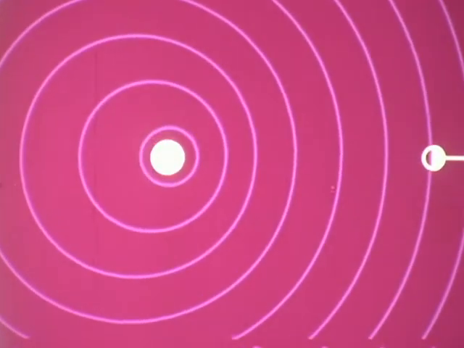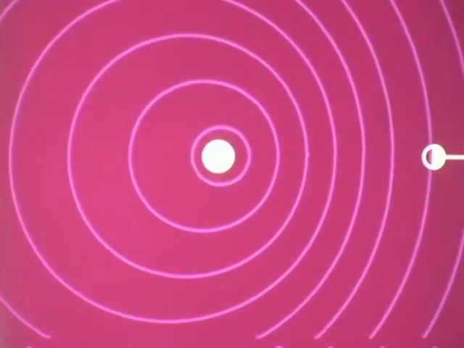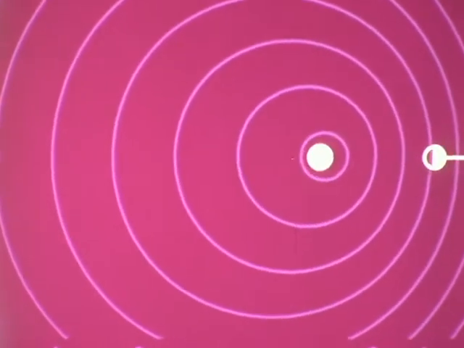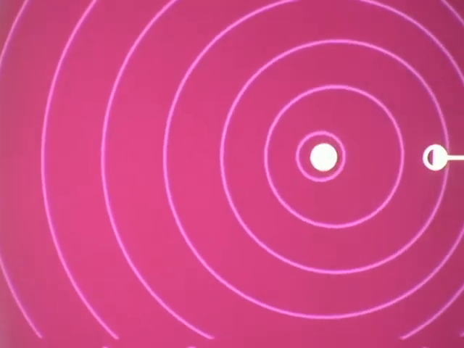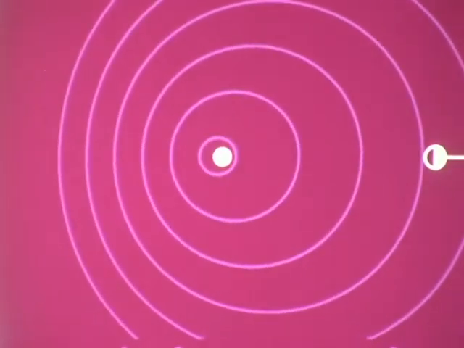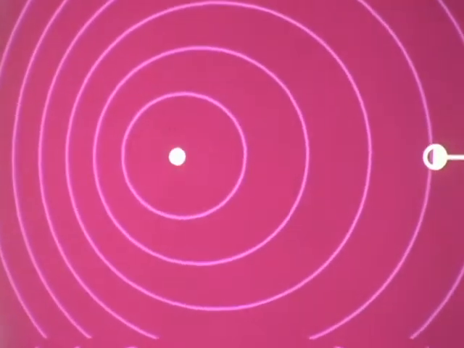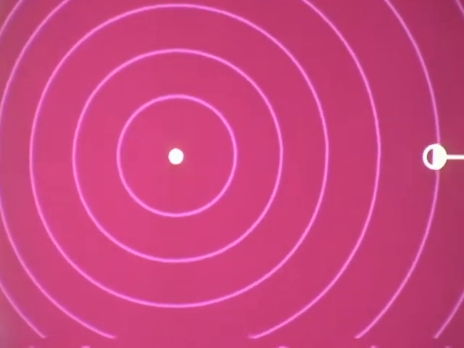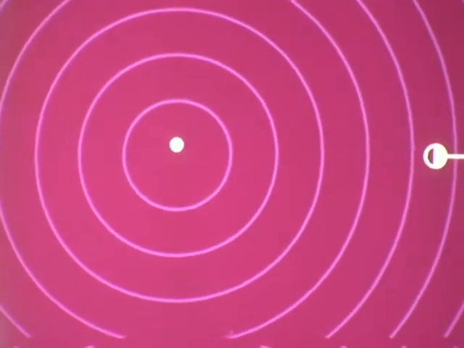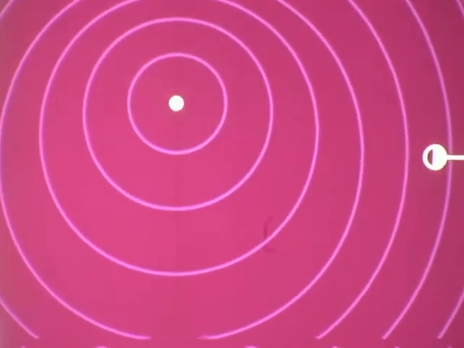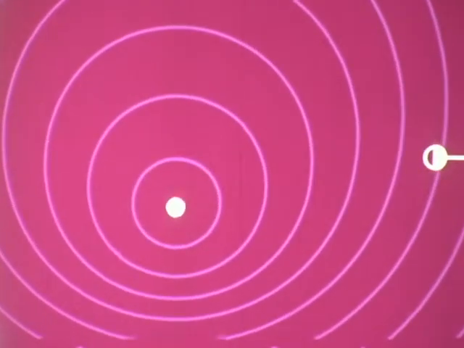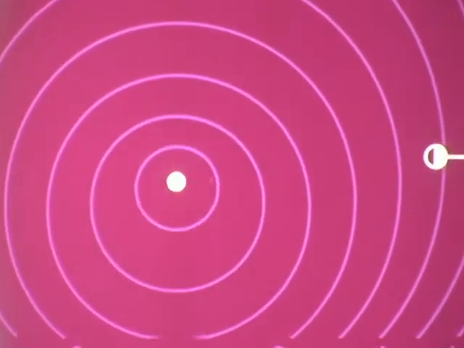When the source moves toward us, we hear a higher pitch, and as it moves away, a lower one. Radial motion changes pitch, but transverse motion doesn't. This phenomenon is called the Doppler effect.